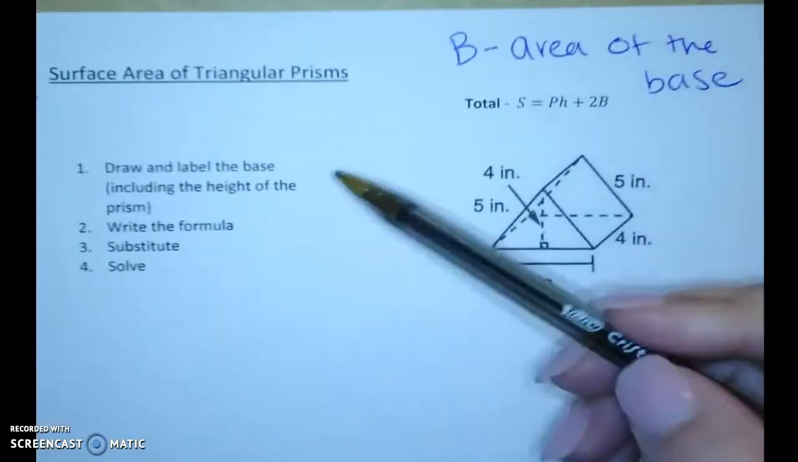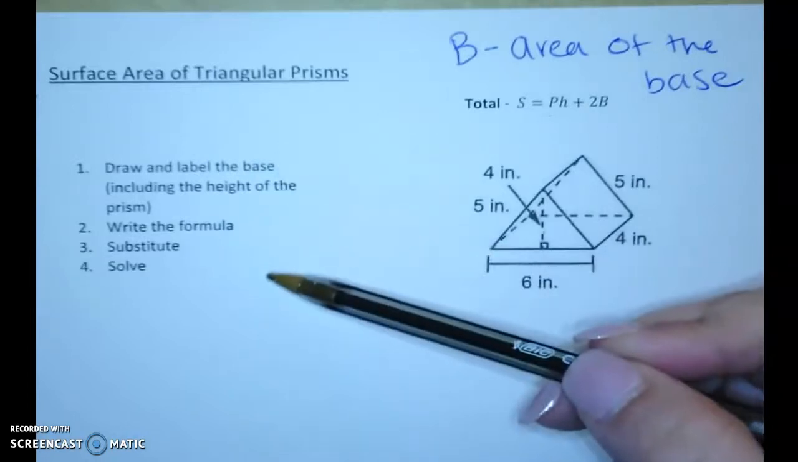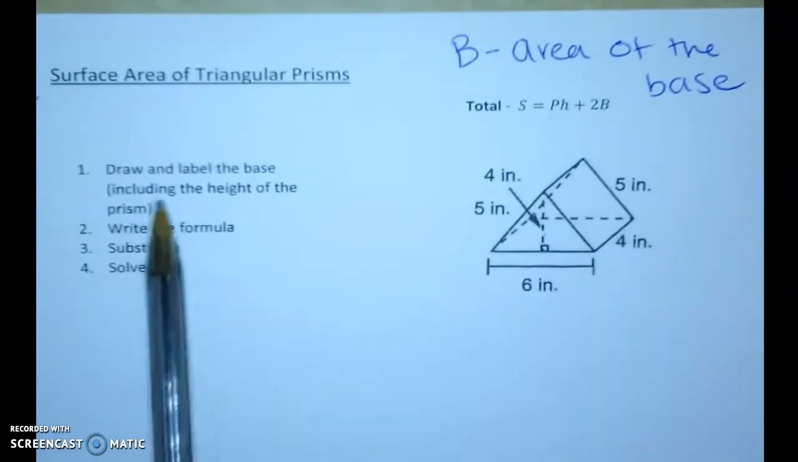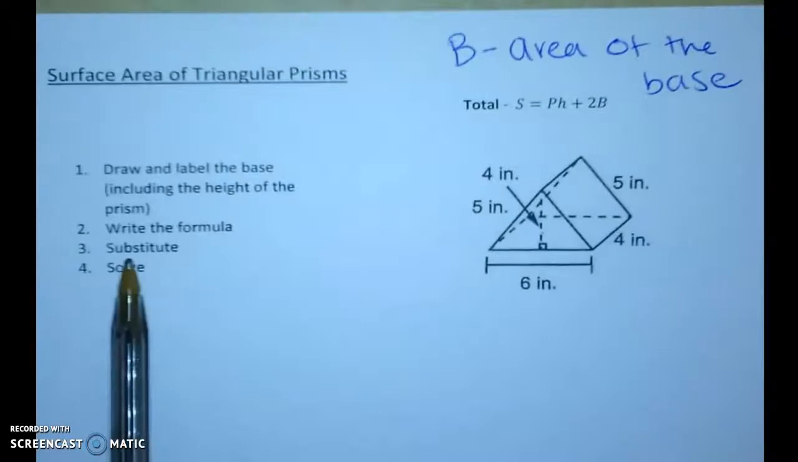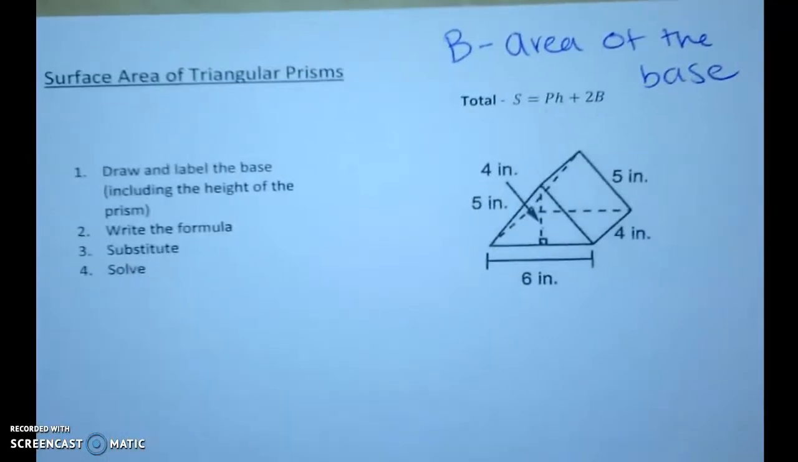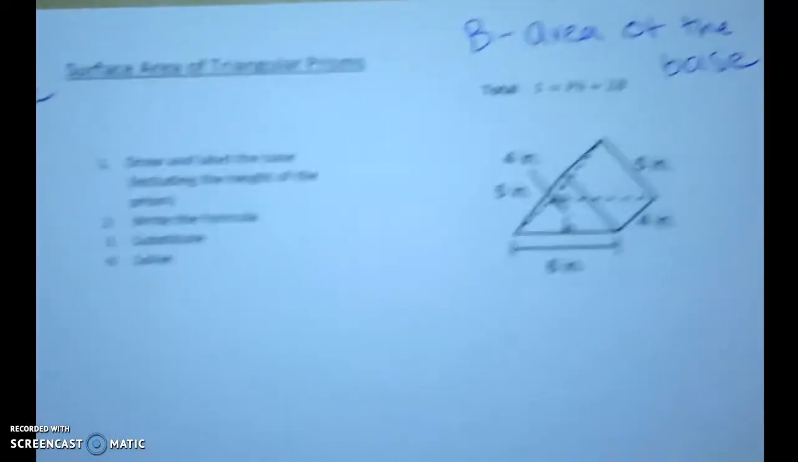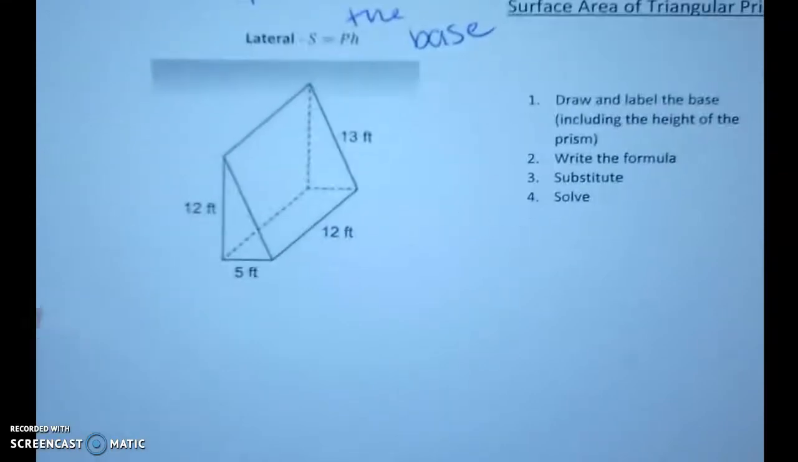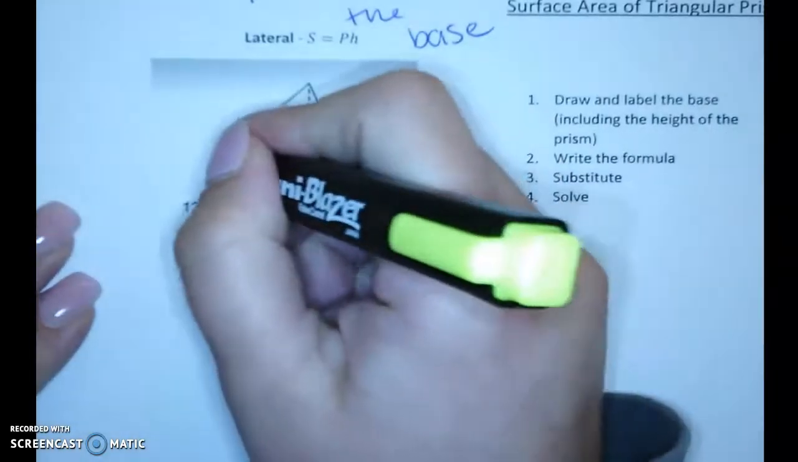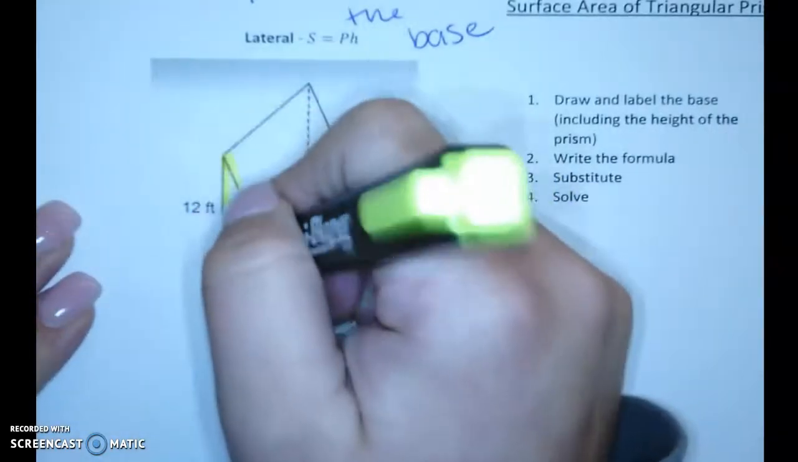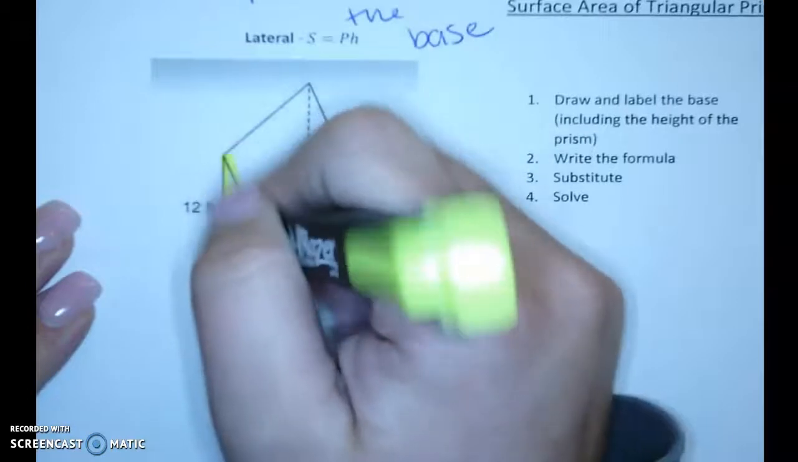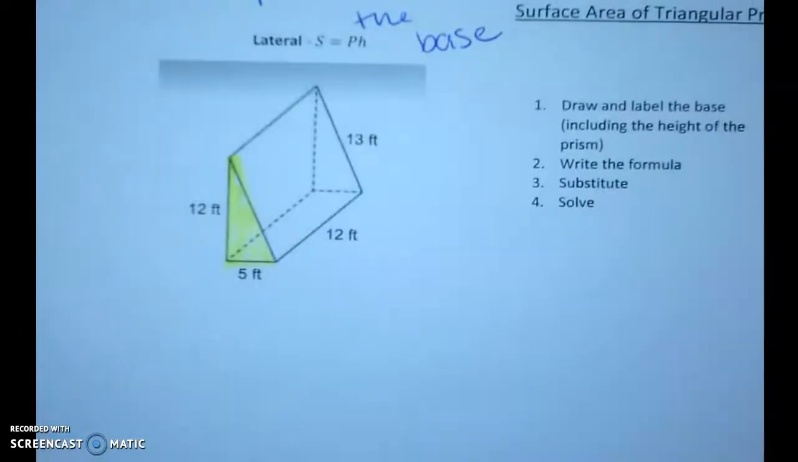All right, we're using the same steps here we used for rectangular prism. We're going to draw and label the base, including the height, and write the formula, then substitute, and then solve by putting in the calculator, okay? All right, so first shape, here we go. We've got our triangular prism. I'm going to go ahead and show you which one the base is. The base is the triangle. On all triangular prisms, the base will be the triangle.